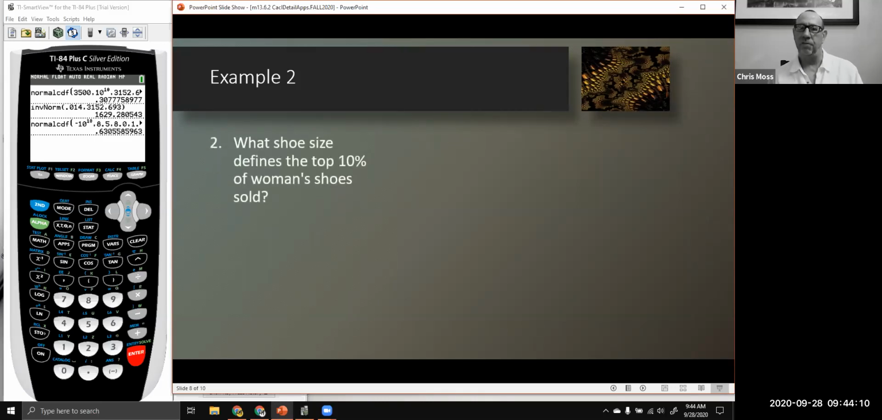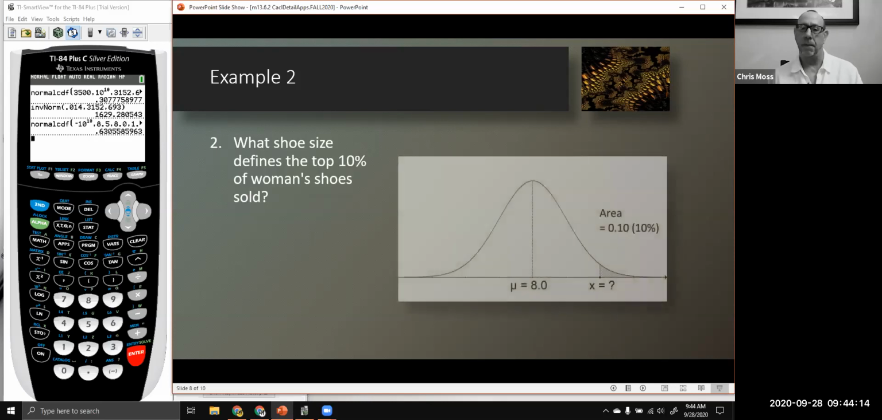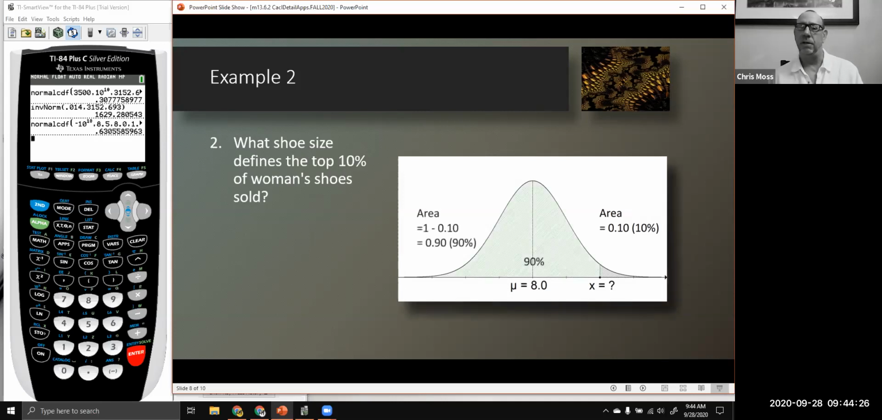What shoe size defines the top 10% of women's shoes sold? I'll remember that I need to work this question using an area measured from the left. I'm interested in that area on the right, the top 10% of area. So what I'll need to do is use the complementary argument. So the area I am interested in is 0.90, or 90% of the area as measured from the left. So back over here.